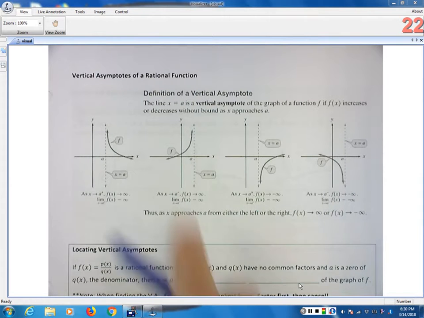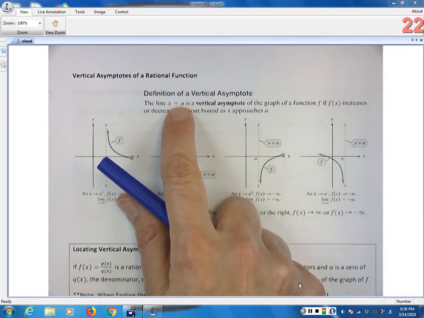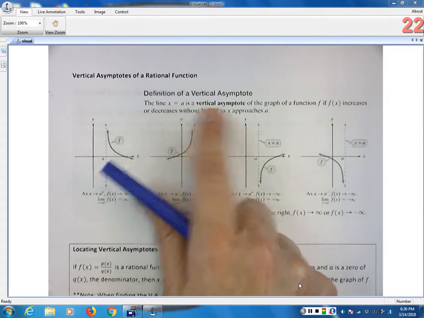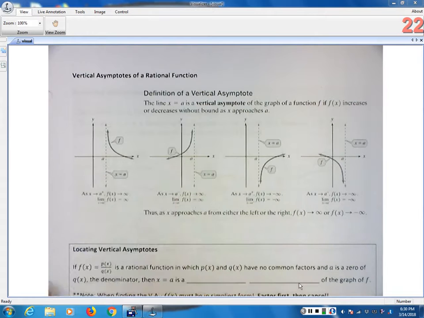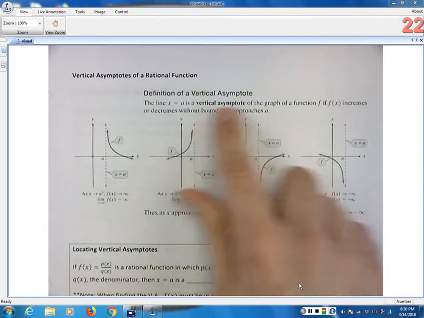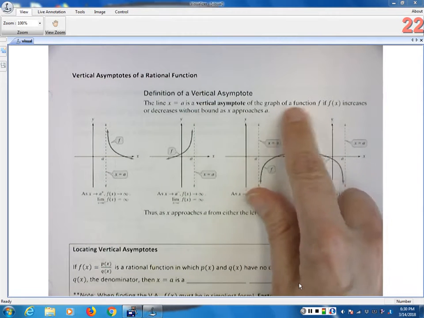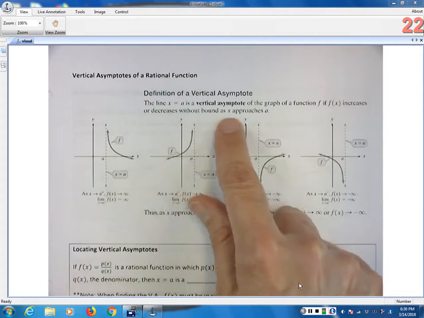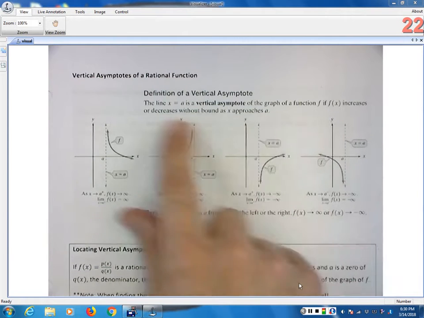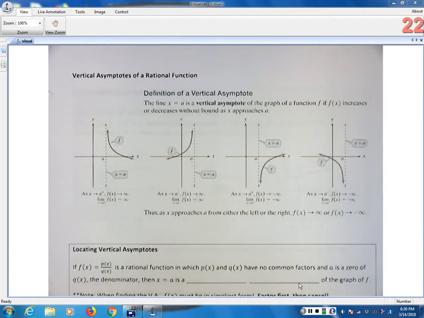Remember, x equals a constant is a vertical line. A vertical asymptote is a vertical line, and you need the x equals part. It's a vertical asymptote of a function f if f of x increases or decreases without bound as x approaches a. This is the definition of a vertical asymptote. So it can happen in all these different ways.